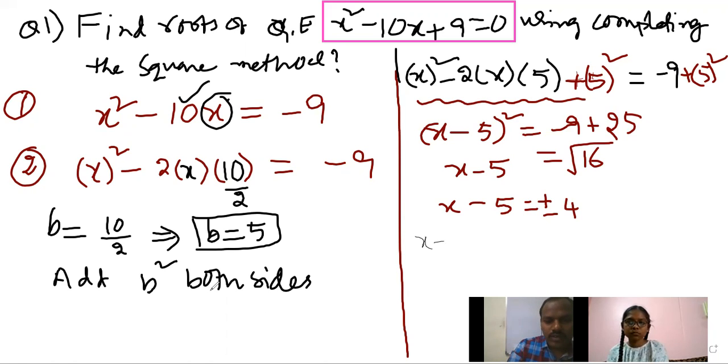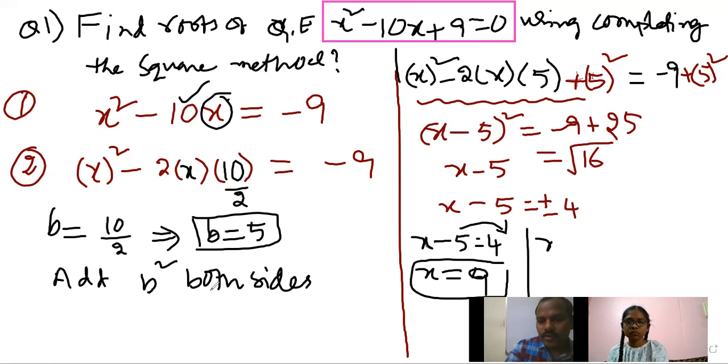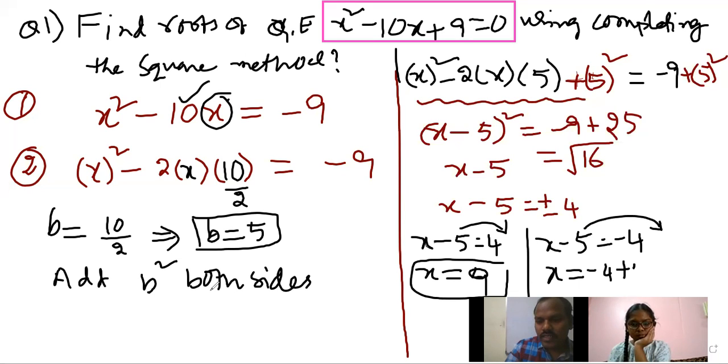So x minus 5 equal to plus 4. If you transpose, the right side becomes plus, so x equals 5 plus 4 equals 9. This is the first root. The second root: x minus 5 equal to -4, transpose 5, you will get -4 plus 5, which equals plus 1. So x is equal to 1. Therefore the roots of the given quadratic equation are 1 comma 9. Am I clear to you? Yes or no?